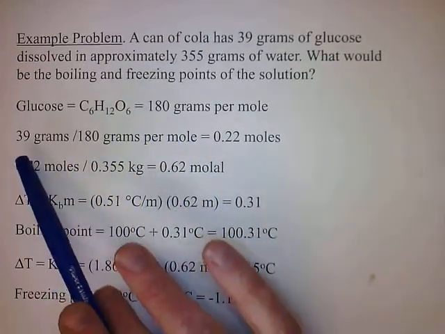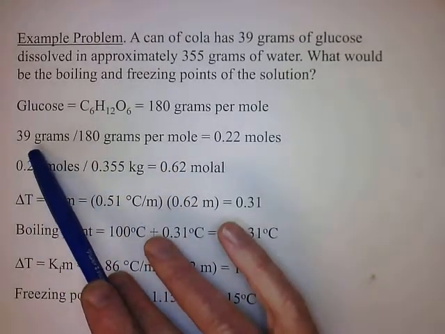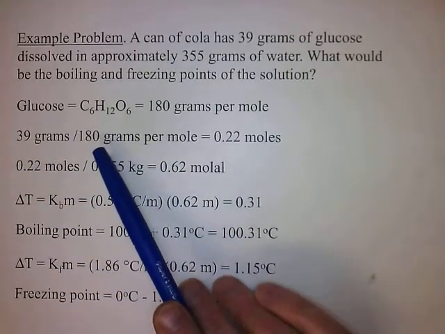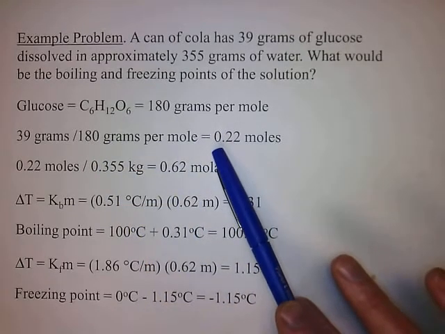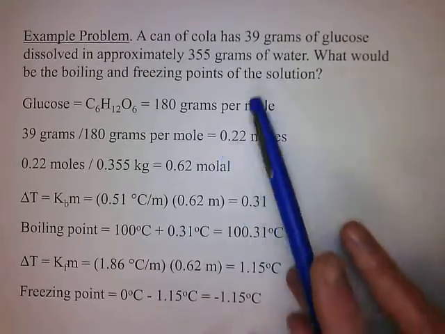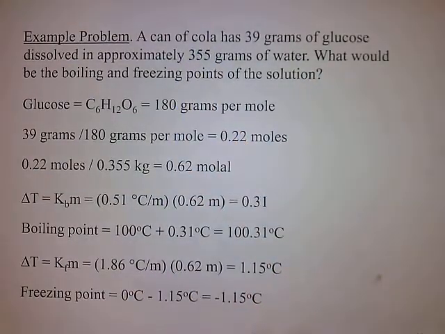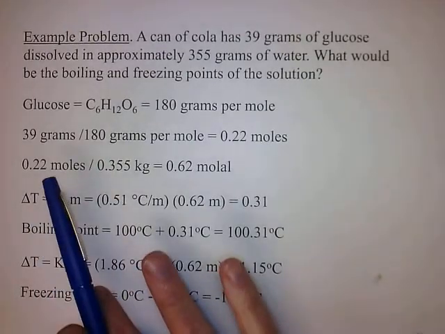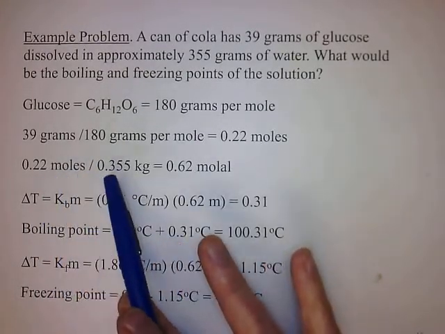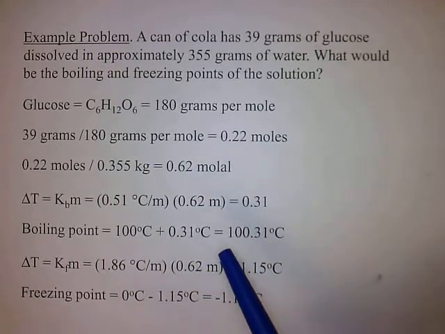Remember how you convert grams to moles, you divide by the molar mass. So you have 39 grams divided by 180 grams per mole comes out to be 0.22 moles. So 355 grams, remember that molality is moles of solute per kilogram of solvent, so we have to convert that into kilograms. Divide it by 1,000. So 0.22 moles divided by 0.355 kilograms is a 0.62 molal solution.